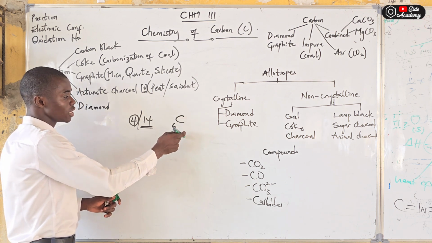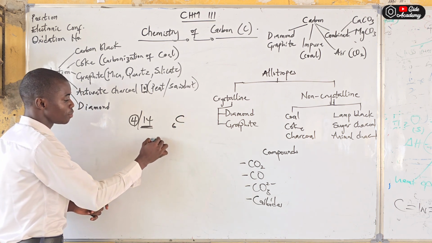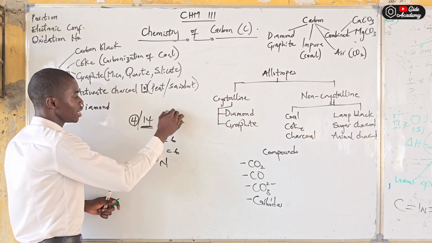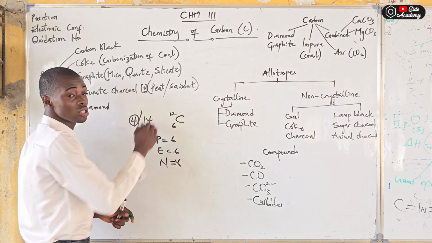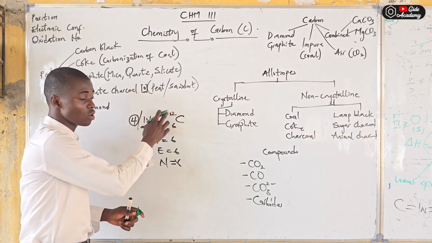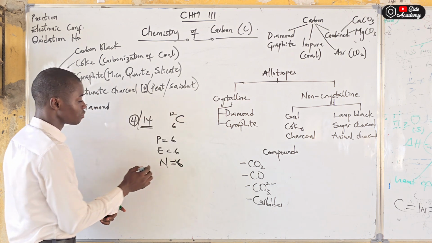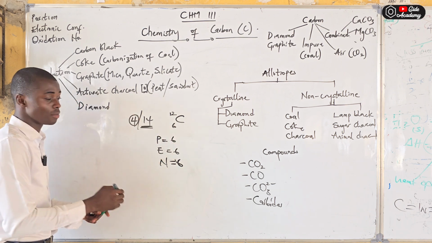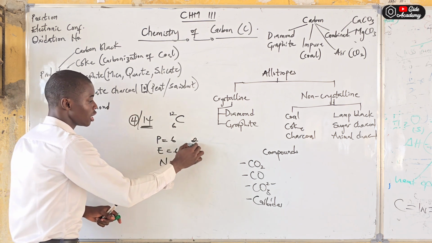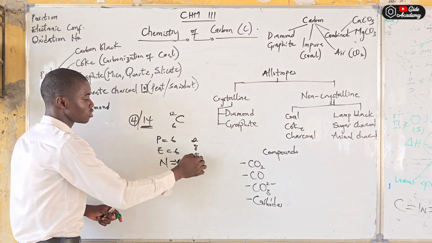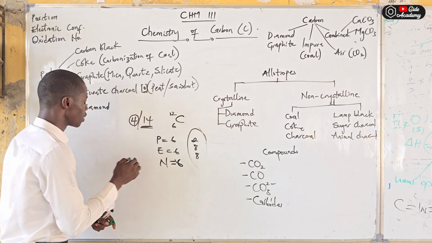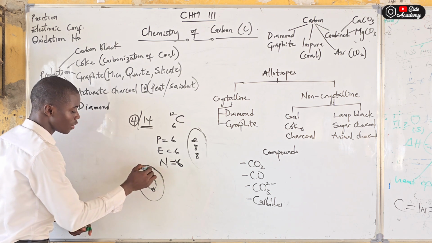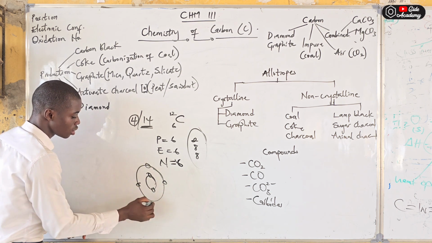If you agree with me that carbon has the atomic number of 6, that means the proton number of carbon is 6, the electron number of carbon is 6, while the neutron number is 12 minus 6, which will give us 6. So if you want to write the electronic configuration of carbon, the first shell has 2 electrons, the second shell has 8 electrons, the third shell has 8 electrons. That's the standard way of writing. So carbon has 2 in the first shell, while the second shell of carbon has 4.